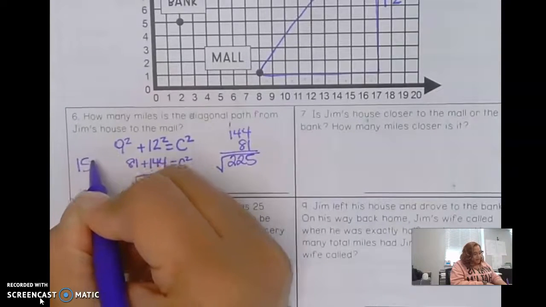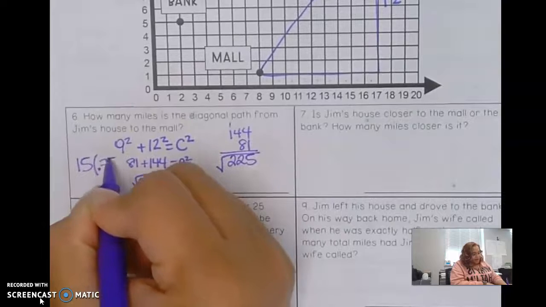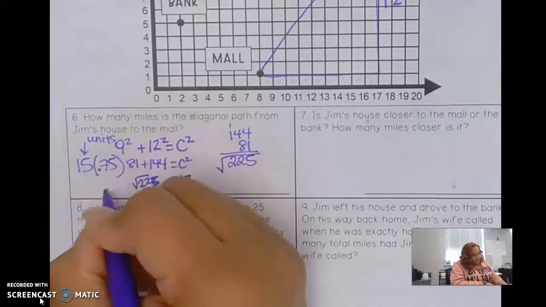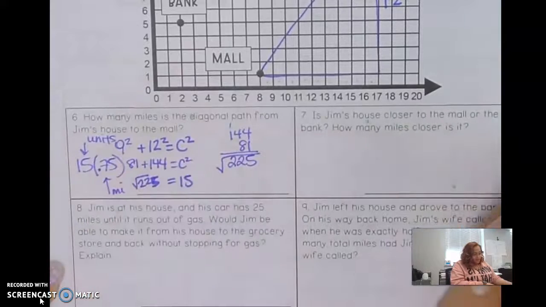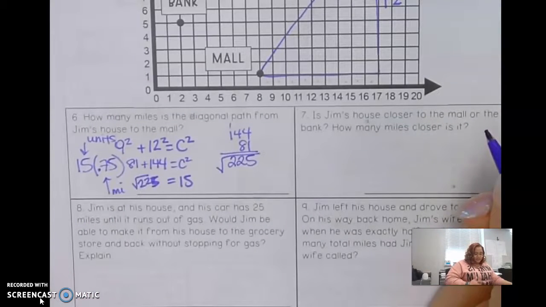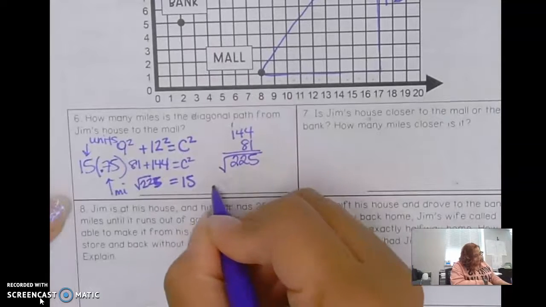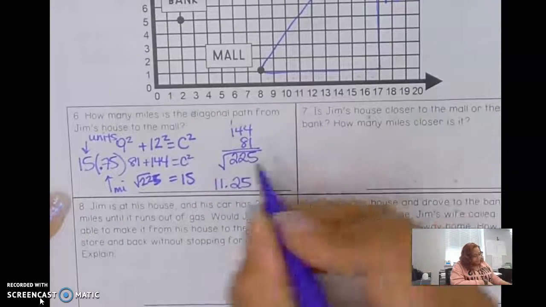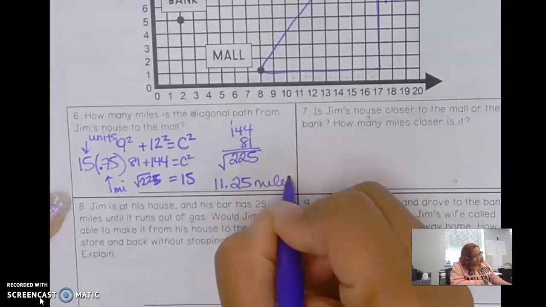But now I've got to multiply this by 0.75. So that's the units. But this is the mileage. Okay? So then 15 times 0.75. I'm going to cheat and use my calculator, but I think it's 12. 15 times 0.75. Nope, it's 11.25 miles.